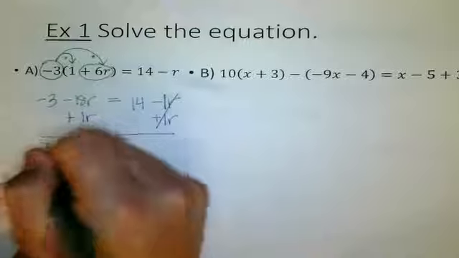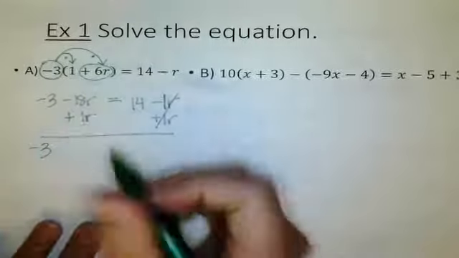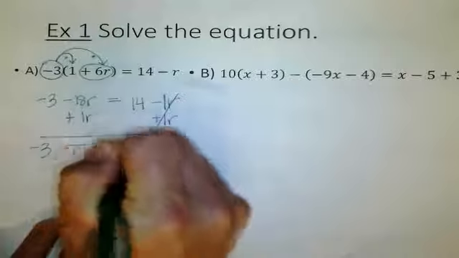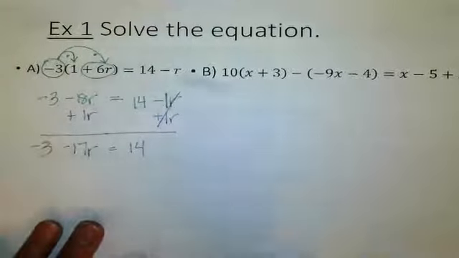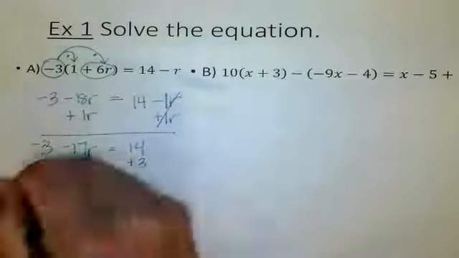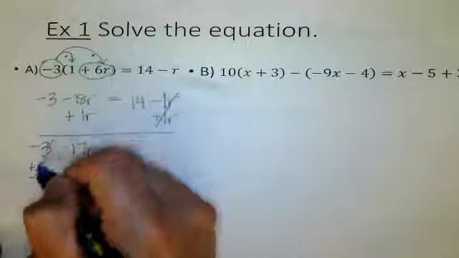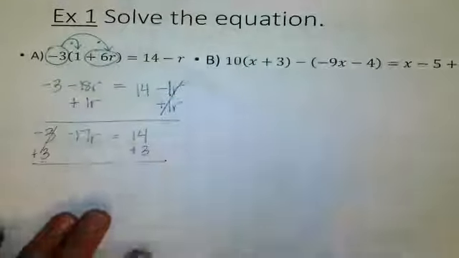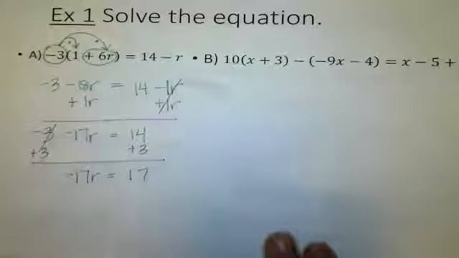And then on the left-hand side, now we have -18r's plus an r is -17r's is equal to 14. Now what do you want to do? Add 3. So again, opposite sign because we're going to the opposite side of the equation. -3 and +3 is 0. And we're left with -17r is equal to 17.